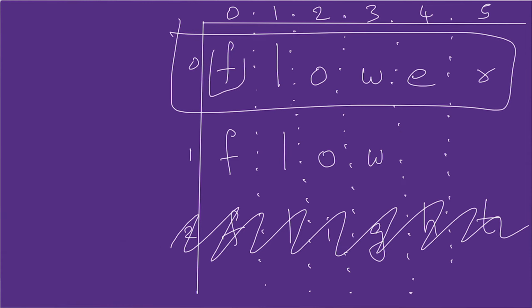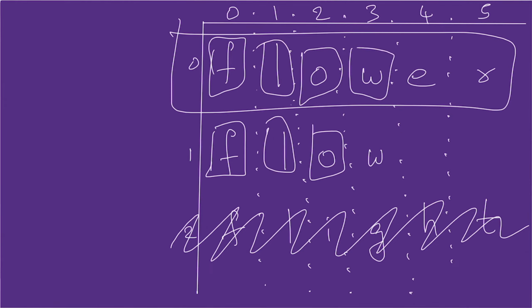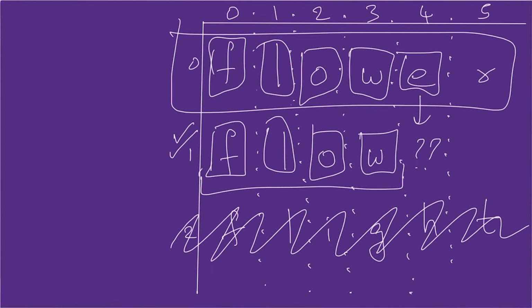We start with the first character, which is F, which matches with the rest of the strings. Similarly for L, O, and the same for W. But now when we get to E, we realize that there are no more characters here. So if any of the remaining strings that we are comparing with is shorter than the longest prefix we've been seeing so far, then that shortest string itself becomes the longest prefix in our string array.